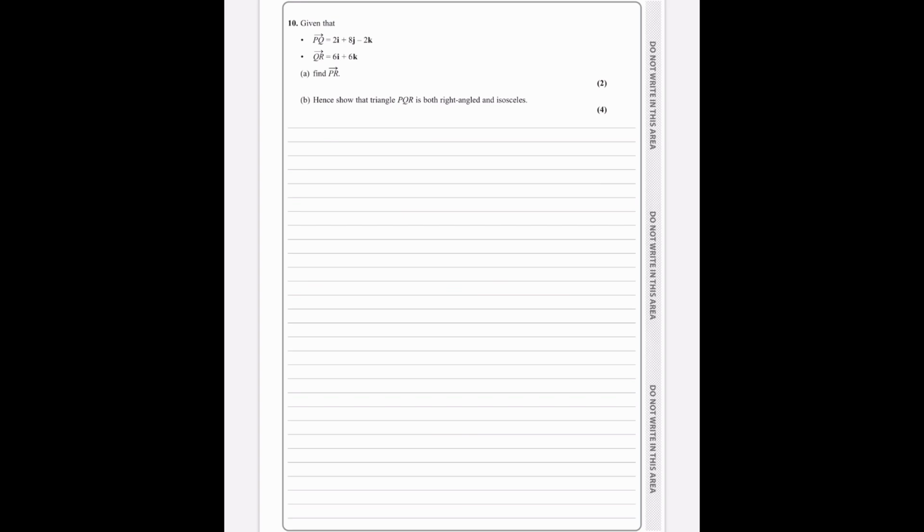Question 10, to find the vector PR, well, the path we're going to go there is P to Q and then Q to R. It gives us PQ and QR in the question, so 2i plus 8j minus 2k, add the 2i plus 6k. And that simplifies to 8i plus 8j plus 4k. Absolutely fine if you've done those as column vectors.